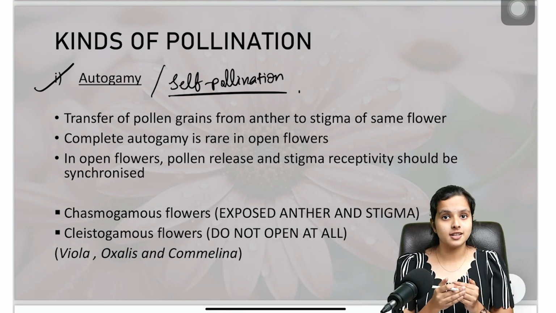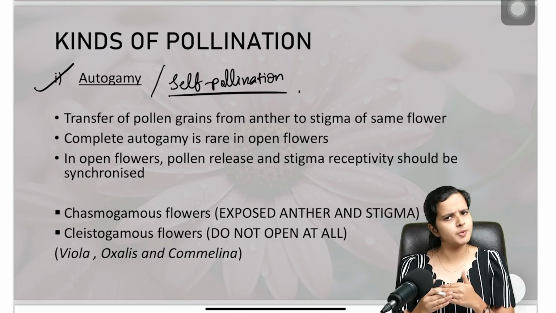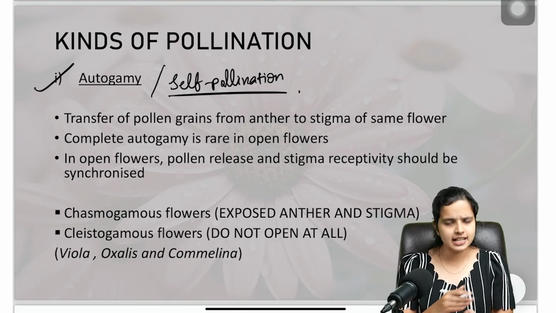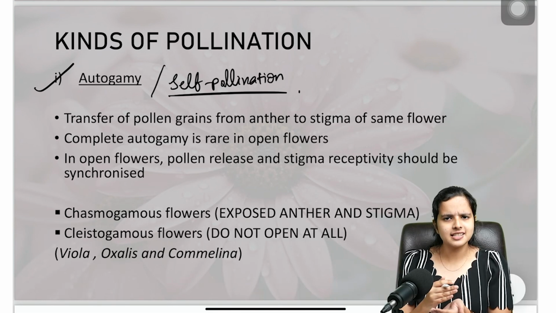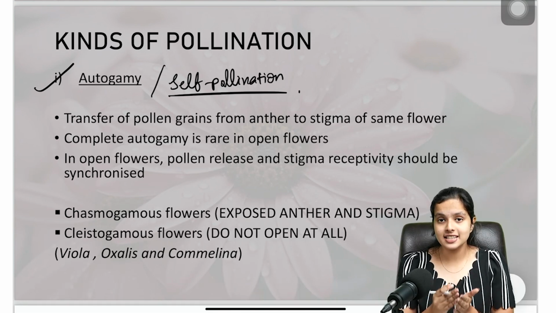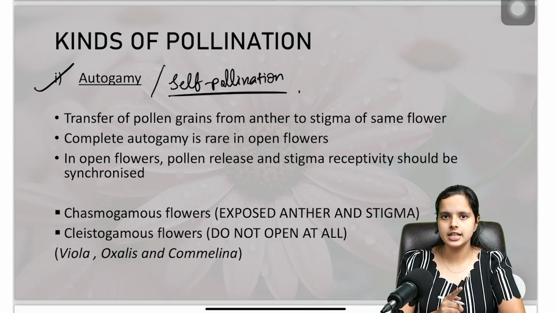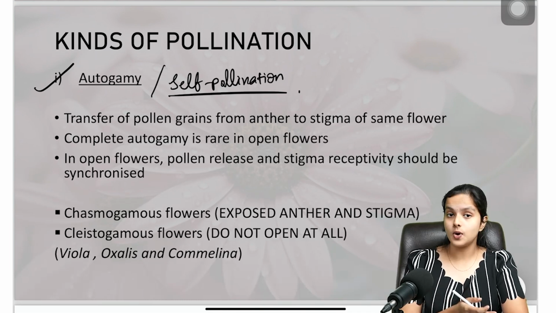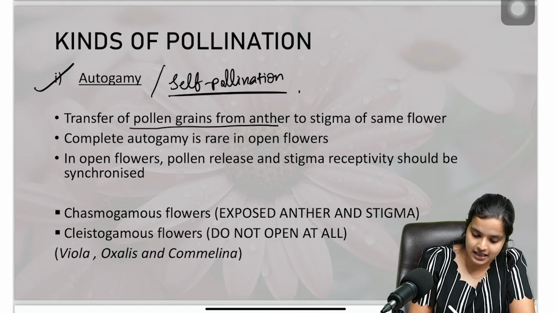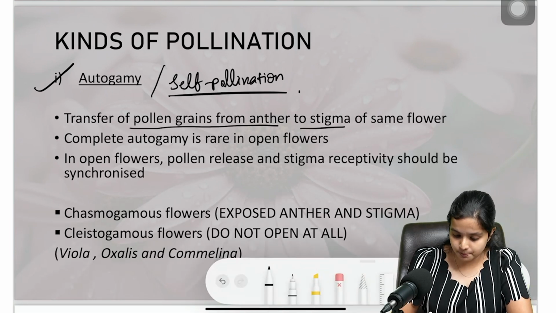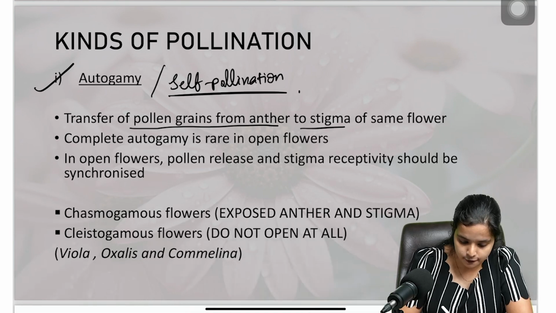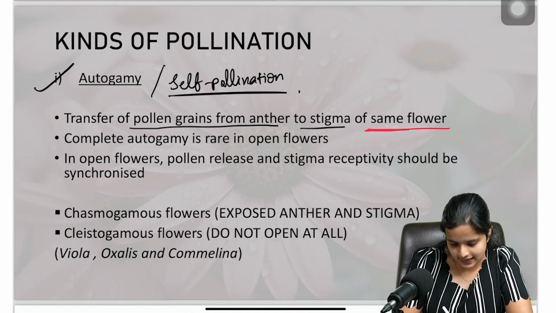So autogamy or self-pollination is the transfer of pollen grains, obviously, from anther to stigma. Till there it's exactly the same definition of pollination, but there's something that you'll have to add with it. It is the transfer of pollen grain from anther to stigma of the same flower. So it is a pollination that happens within a single flower, right? So what is autogamy? Autogamy is the transfer of pollen grains from anther to stigma of the same flower. The important term over here is same flower. That is the term that you'll have to highlight. So you'll have pollination, but it will be within a single flower.